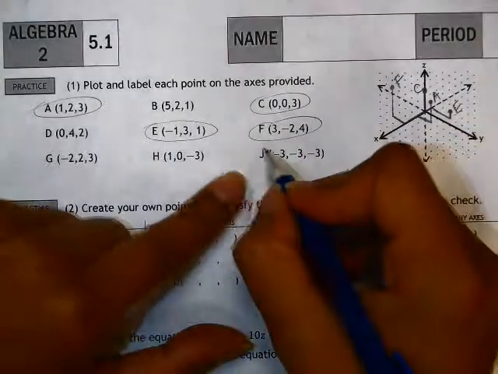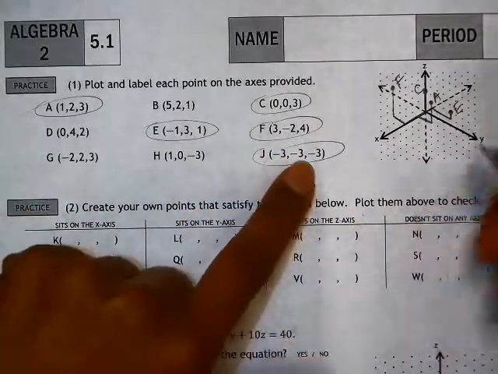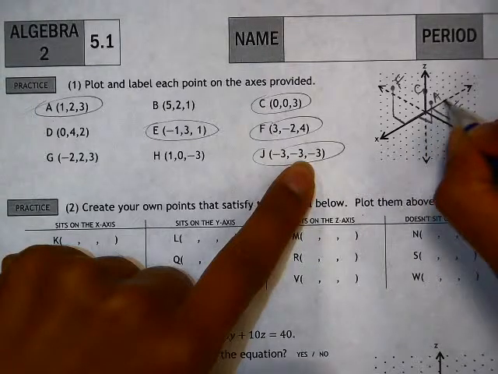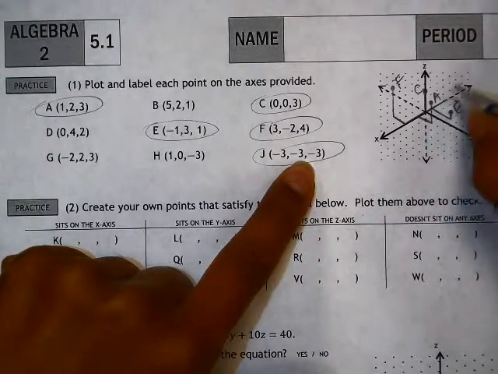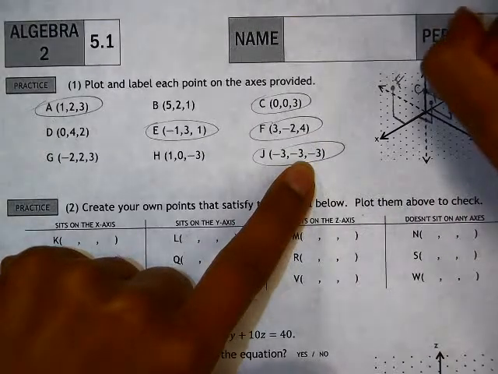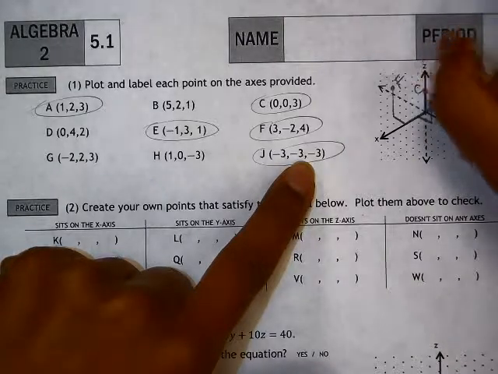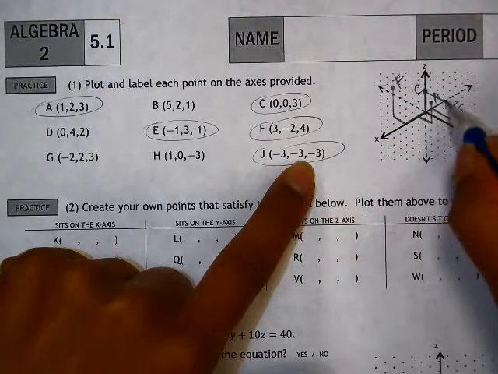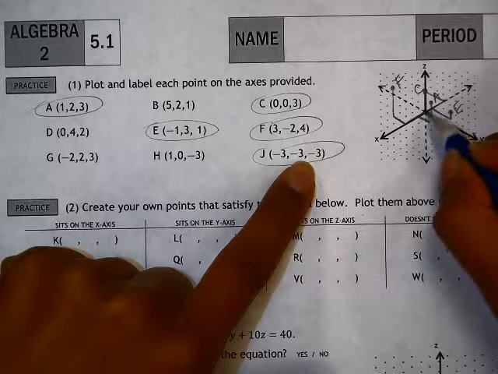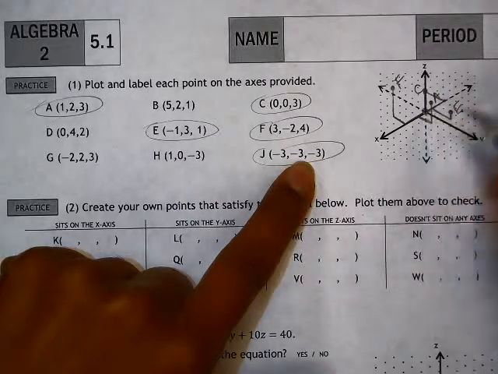Let's lastly look at point J. All of the coordinates are negative, so -3 in the x direction, -3 in the y direction, 1, 2, 3, and -3 in the z direction, so down 3. And you actually end up, if you go -3 in the x direction, -3 in the y direction, -3 in the z direction, you end up at the origin for point J.